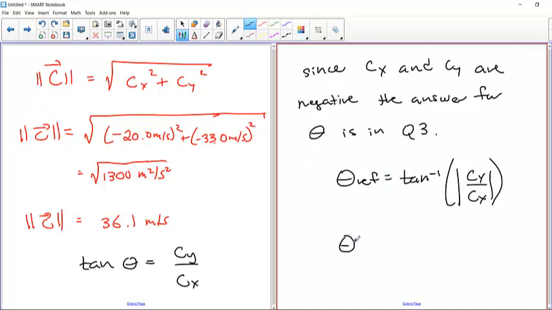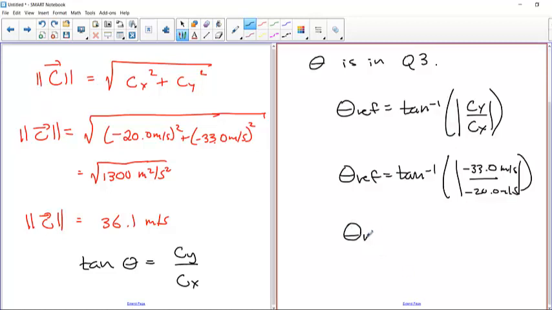So for our particular case, we have C sub y, which is negative 33. I'm going to go ahead and put the units on here. Negative 20. So the reference angle for this calculation, we're going to take the inverse tangent of negative 33 divided by negative 20, which is 58.8 degrees. Okay, so that's the reference angle.